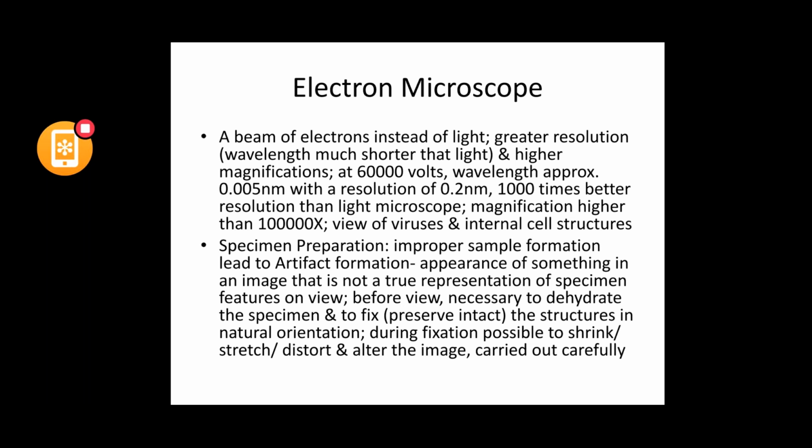So in the first class, we were going through the basic terminologies of microscopy, whereas in the second class, we were going through the different types of light microscope, that is bright field, dark field, phase contrast, then fluorescent, and all those things. So today is the third class, and in the third class, we are going to deal with electron microscope.